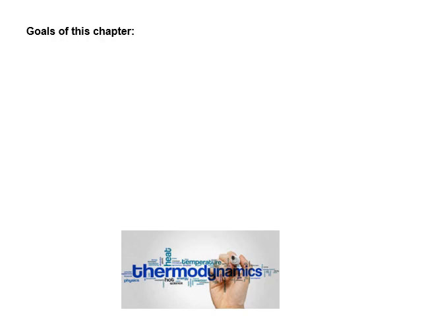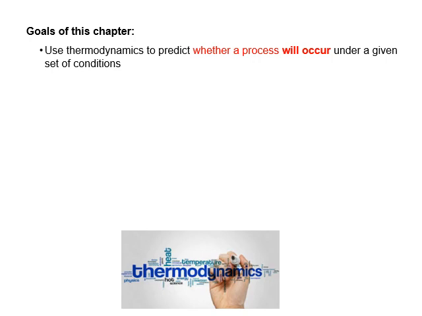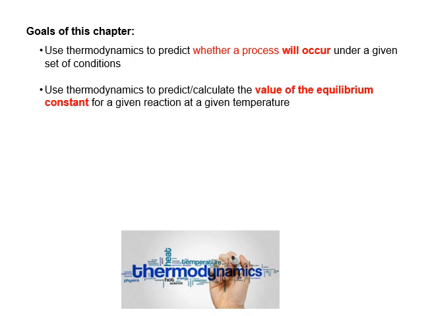The goals of the material in this chapter are to be able to use thermodynamics to predict whether a process will occur under a given set of conditions, and to use thermodynamics to predict and calculate the value of the equilibrium constant for a given reaction at a given temperature. So by the end of this chapter, we will be able to use tabulated data like enthalpy changes and other thermodynamic quantities to determine the spontaneous direction of chemical reactions and values of equilibrium constants. We'll also be able to calculate how the value of the equilibrium constant changes with temperature, something that up to now we've only looked at qualitatively.